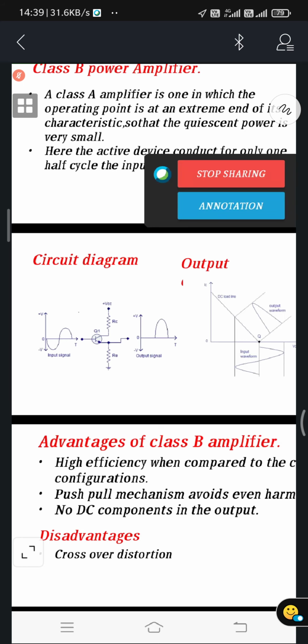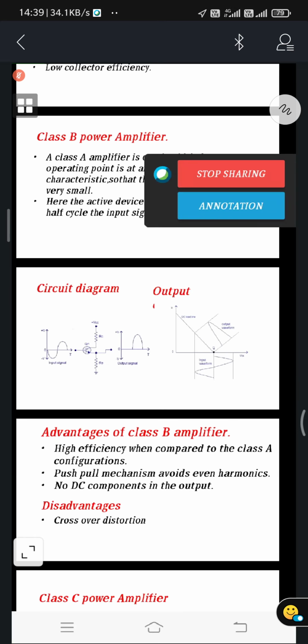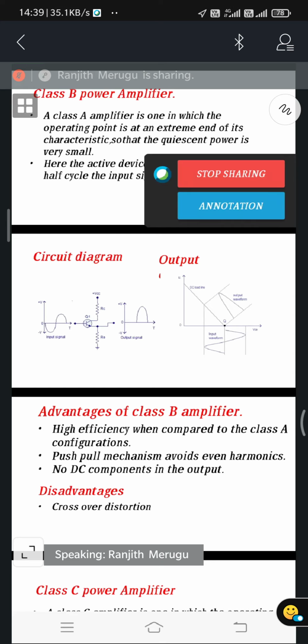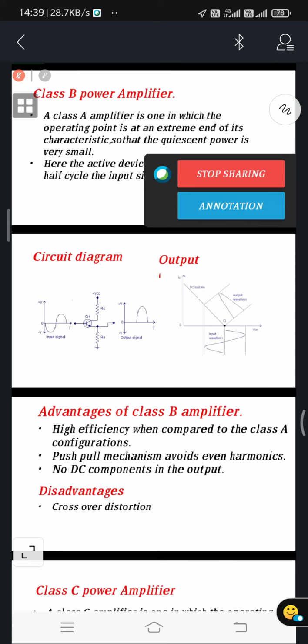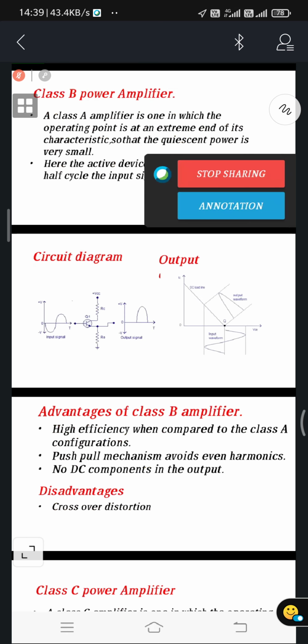And if you do the remaining calculation, like power, and this is the circuit diagram and the output waveform. Next, observe the advantages of the class B amplifier.